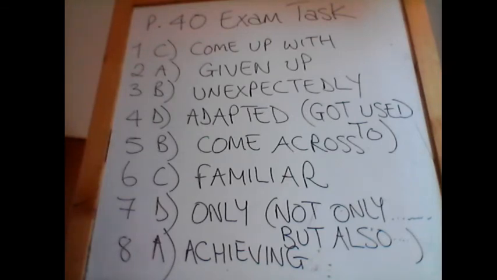Number 4 was D, I quickly adapted to the American way of life. Don't forget here, another way of saying adapt to something is to get used to something. So in this case, it would also be got used to, because we're speaking in the past. Number 5, speaking about the films and books I'd come across, so that I'd discovered by chance. Number 6 was C, familiar. Many things seemed familiar to me.